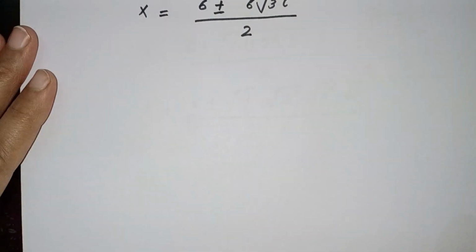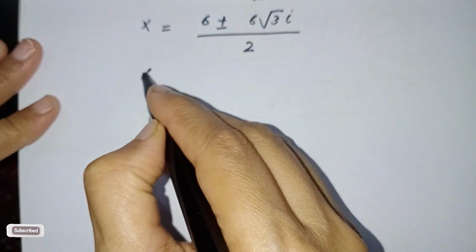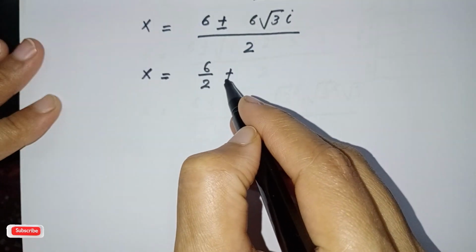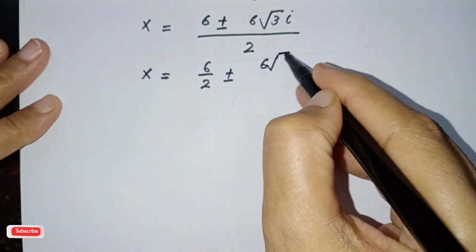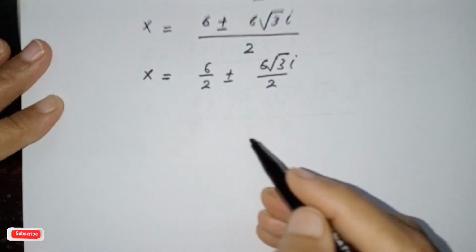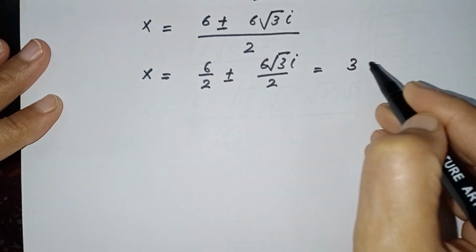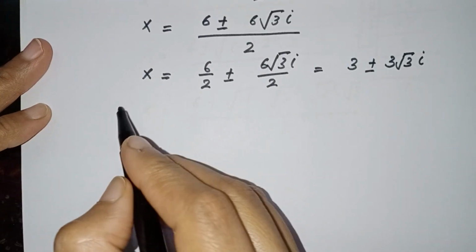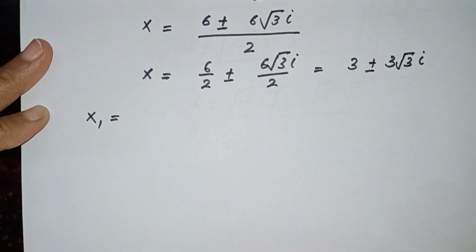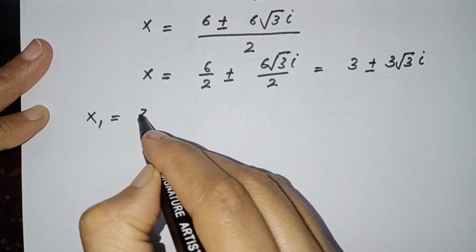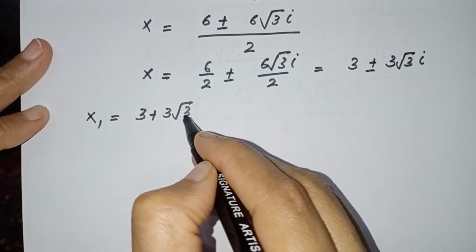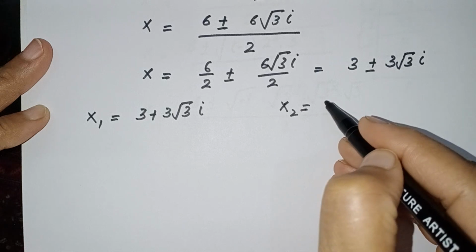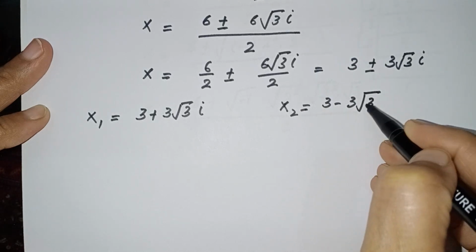So now in the next step, x is equal to, we will divide 6 by 2 and 6 square root 3 by 2. 6 over 2 plus or minus 6 square root 3 i over 2. So we will get 3 plus or minus 3 square root 3 i. So we have two values of x. x1 is 3 plus 3 times square root 3 times i, and x2 is 3 minus 3 times square root 3 times i.